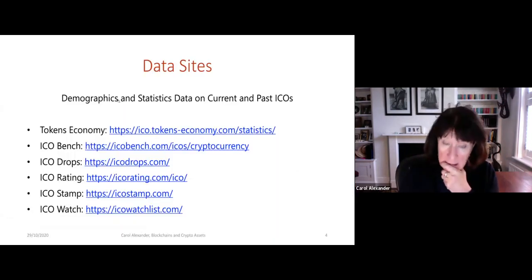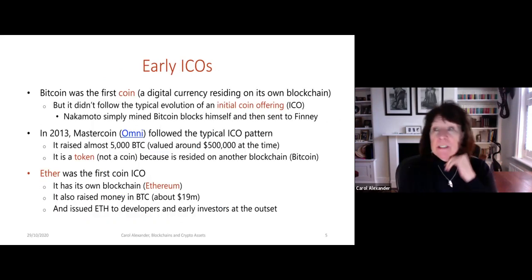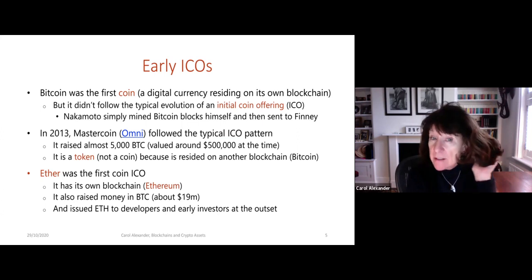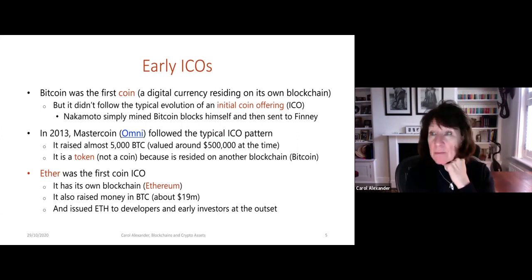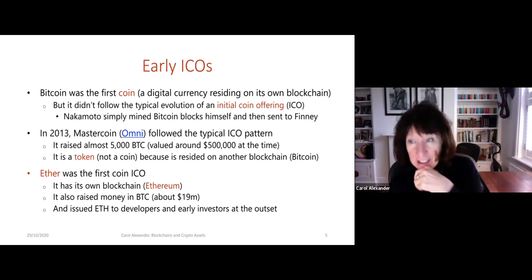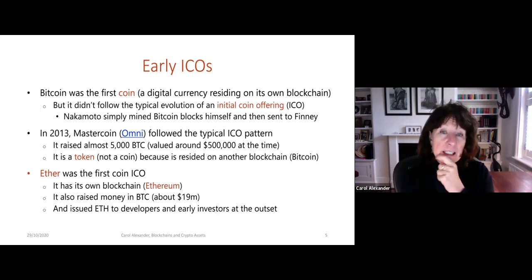All right, Bitcoin was the first initial coin offering. It's a digital currency residing on its own blockchain, but it didn't follow the typical key stages that initial coin offerings now adhere to. There wasn't really any formal crowdfunding, and Satoshi Nakamoto simply mined the first Bitcoin blocks himself and then sent some to Hal Finney, you know, the story. So there's not really an ICO.